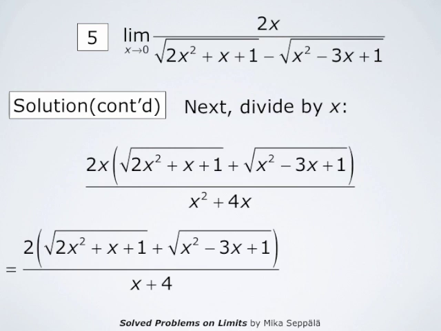In the denominator we get x squared divided by x, which is x, plus 4x divided by x, which is 4. And now if we substitute x equals 0, we get 2 times square root 1 plus square root 1, which is 2 times 2, which is 4, and that divided by 0 plus 4, that is 4 divided by 4, which is just 1. So we conclude the limit is 1.